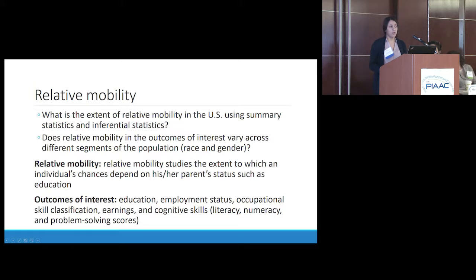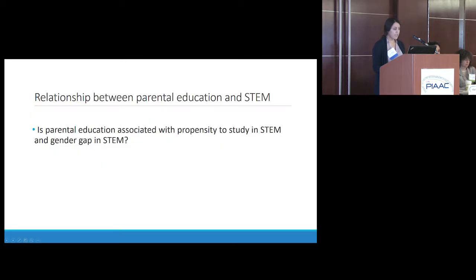The outcomes of interest are the outcomes for which we want to see the impact of parental education on the outcomes of their children. These outcomes are education, employment status, occupational skills, and cognitive skills, including literacy, numeracy, and problem solving. The last research question is about the association between parental education and propensity to study STEM and the related gender gap in STEM.